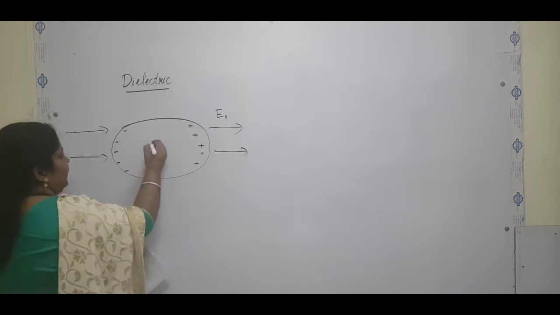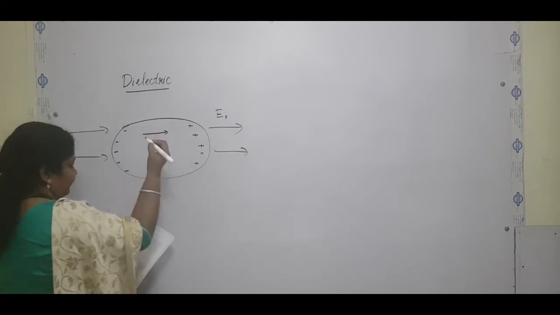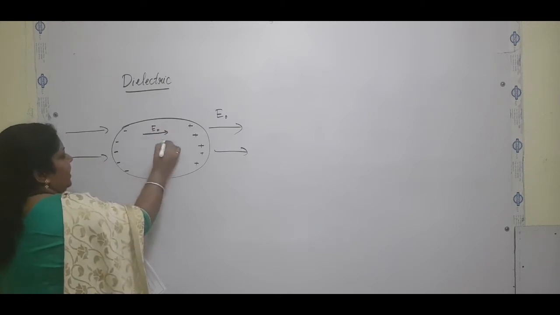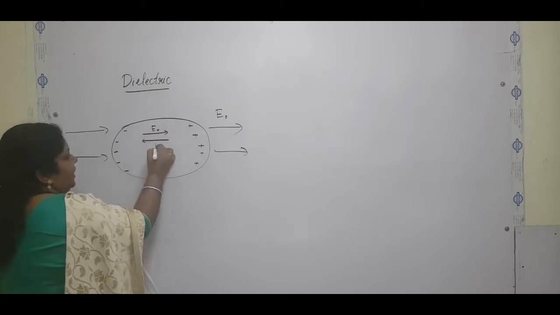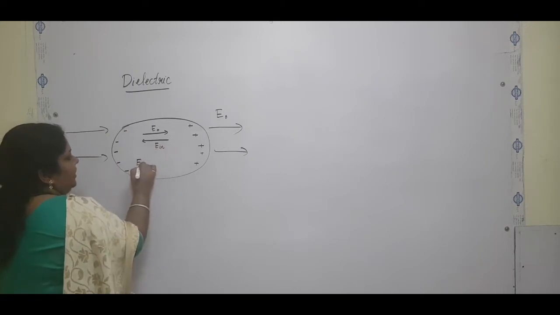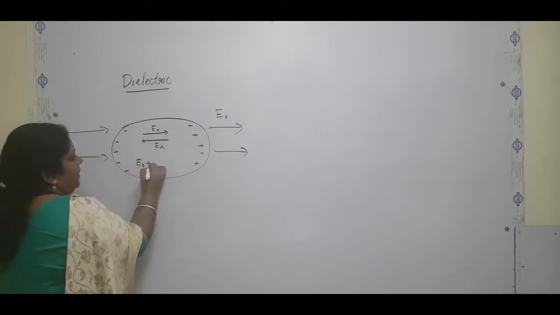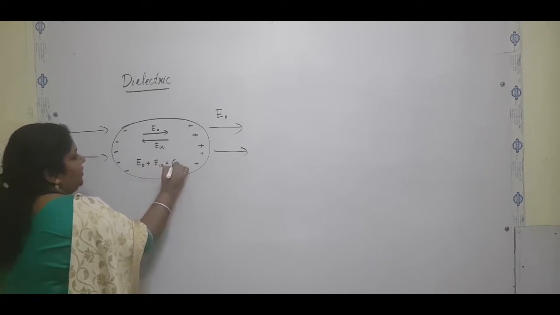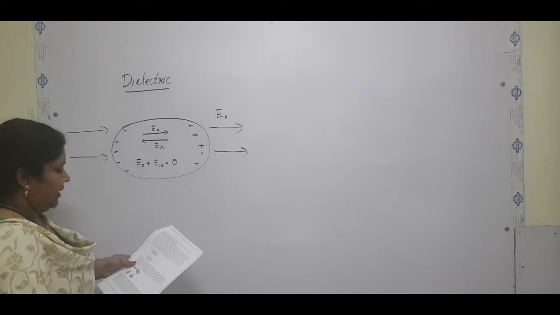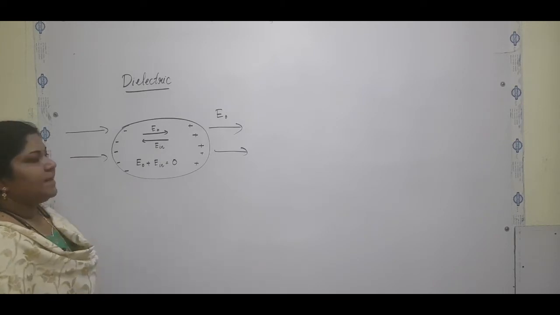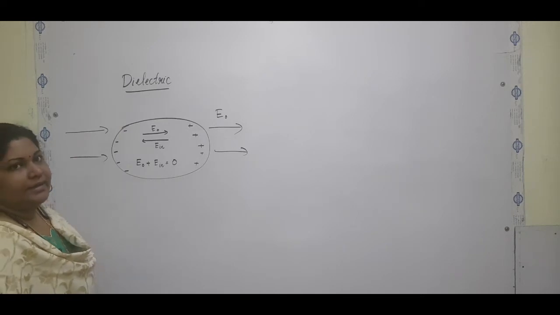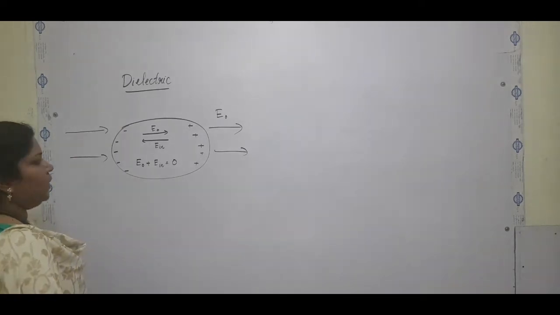So we can write, this is the direction of the applied electric field, and this is the direction of the induced electric field, and you can write E applied plus E induced will be equal to 0 in the case of a conductor. So this is the case of a conductor. Now we will see what will happen if a dielectric is taken.